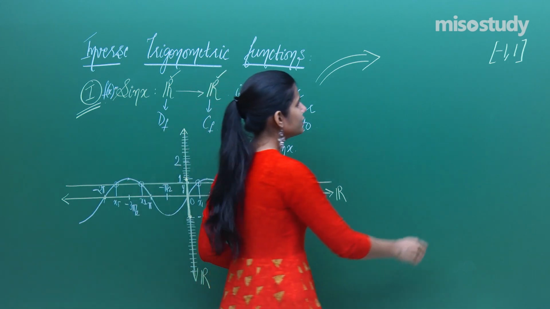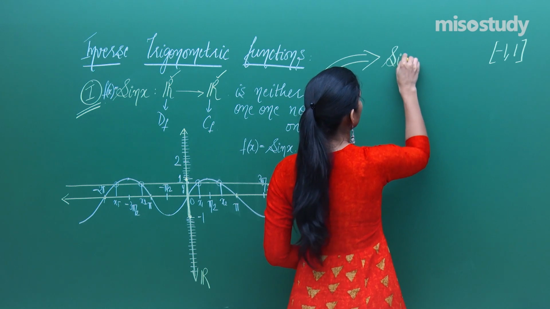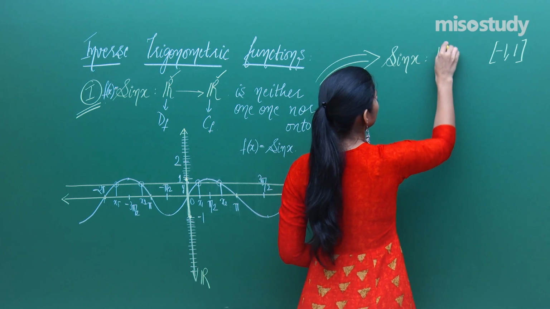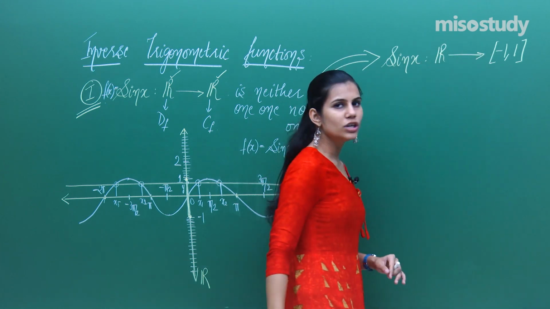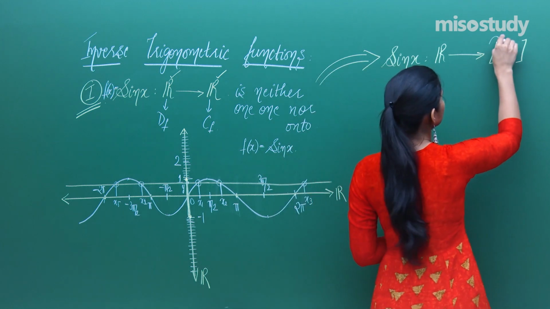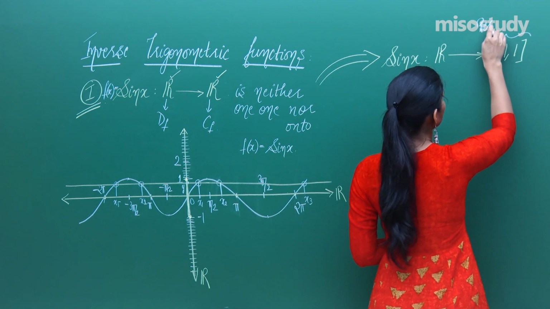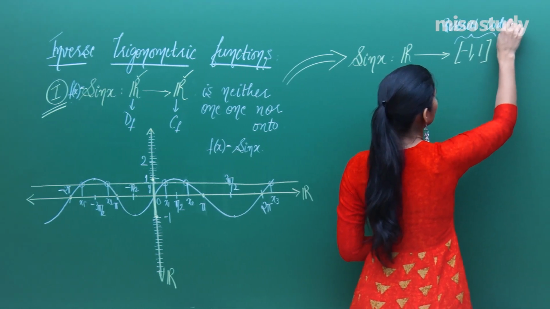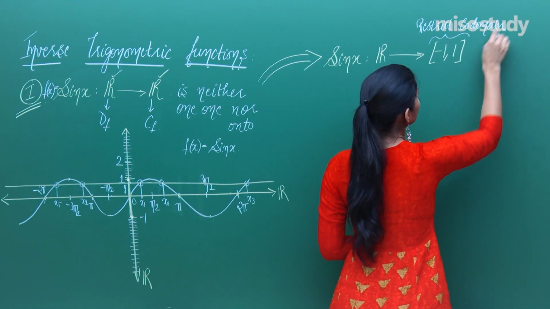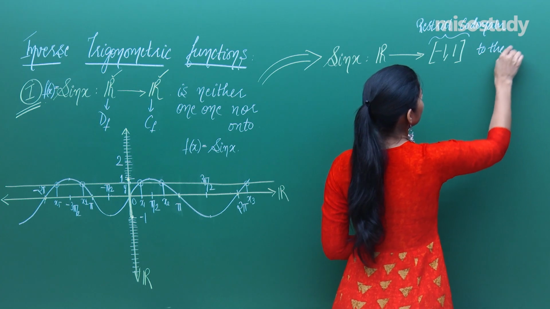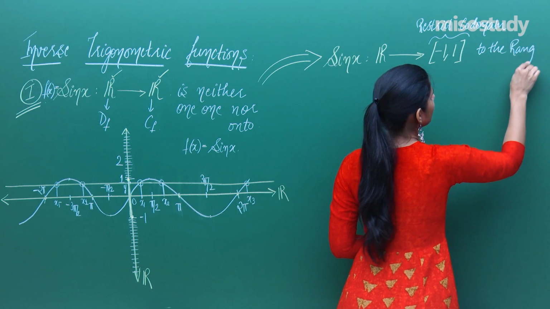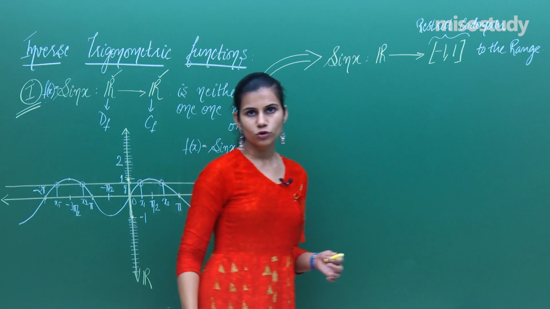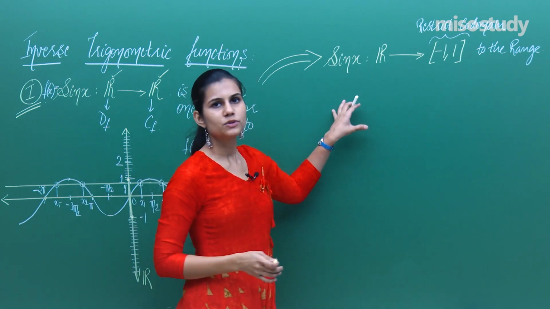So therefore, I restrict my sine function's codomain to just the range. When you restrict the codomain to the range, your function becomes onto.